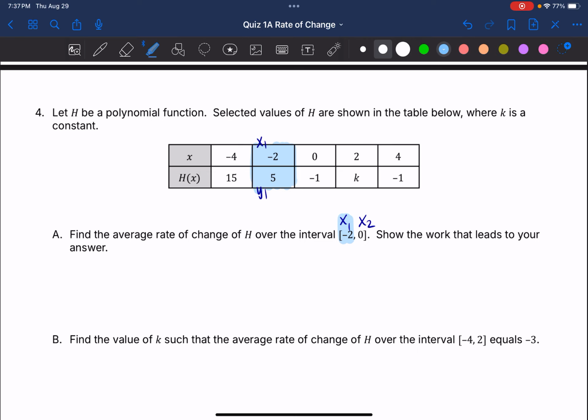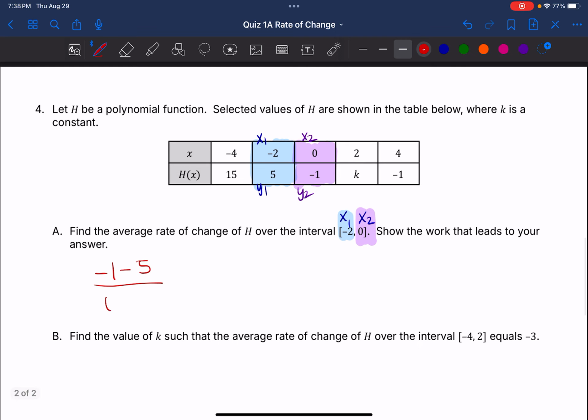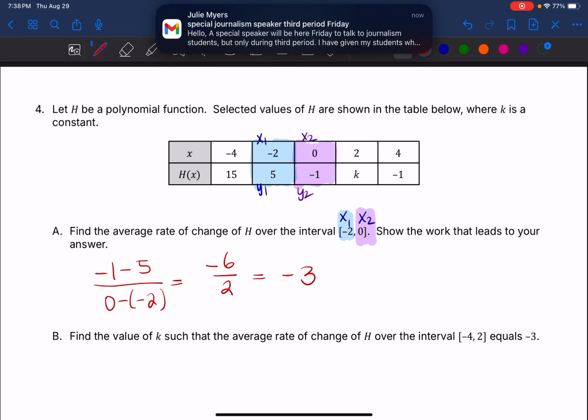And then for x2, you find the x value of 0, which is right here, and we want the y value that goes with it. So this is going to be x2, y2. So now you just plug it into the slope formula: -1 minus 5 over 0 minus -2. So this becomes -6 over 2, which is just -3. So the rate of change on that interval is -3.